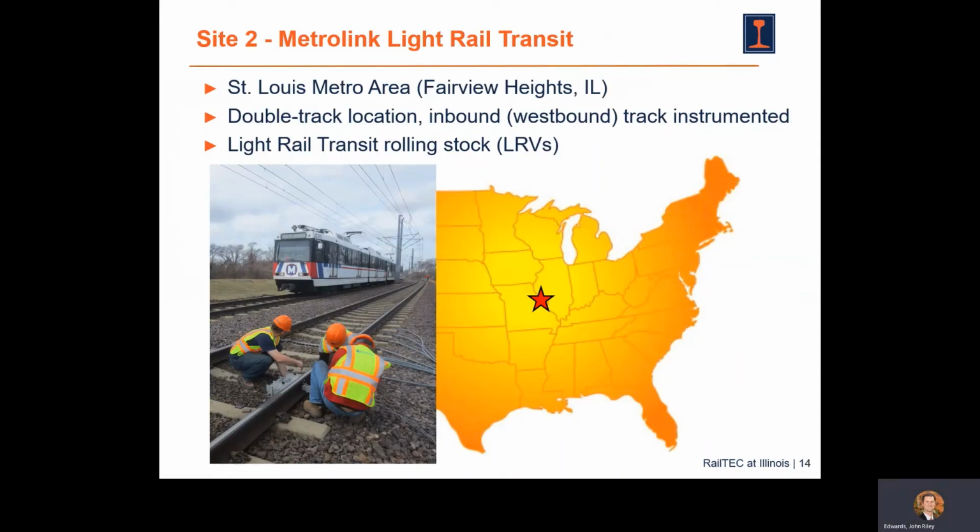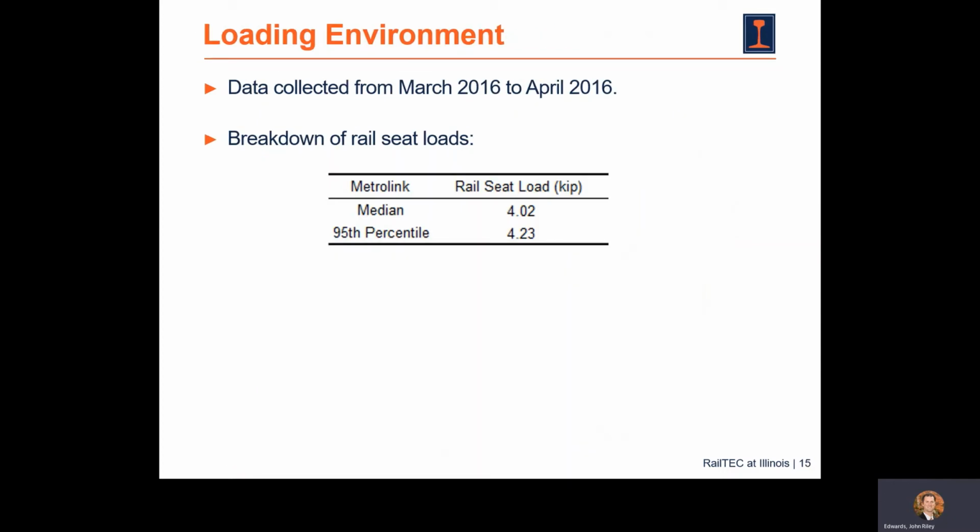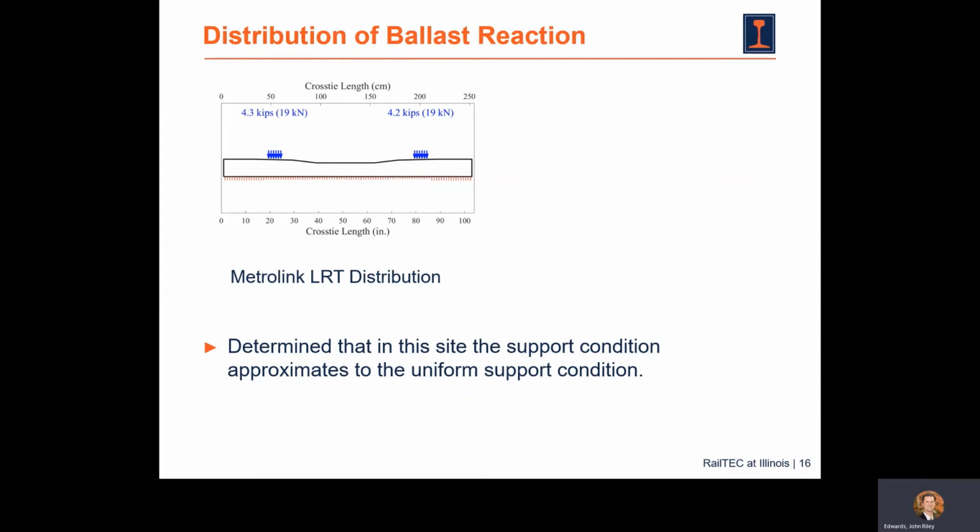Our second site is a light rail transit site. It was installed on Metrolink, the transit agency for the greater St. Louis area. The site happens to be in Fairview Heights, Illinois. It's double track, and we have instrumented the westbound track that sees many LRV passes per day on very tight headways, especially during the rush hours. We found the rail seat loads to be around 4 kips at our site, collected these data back in 2016, and more recently processed them in light of the project that I'm discussing with you today.